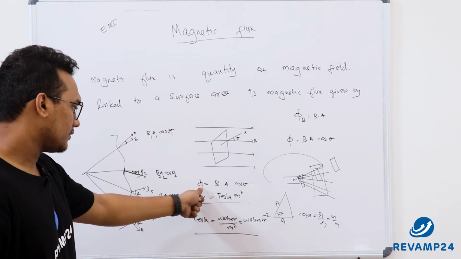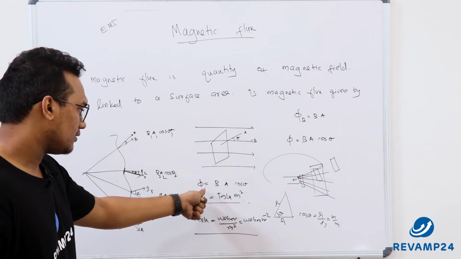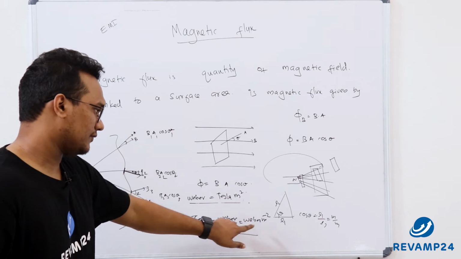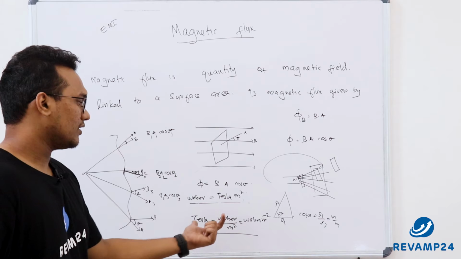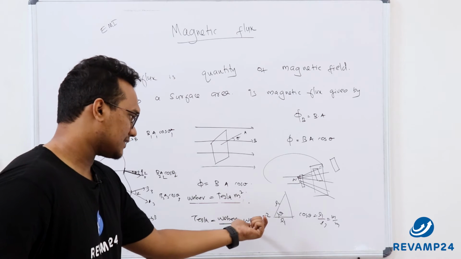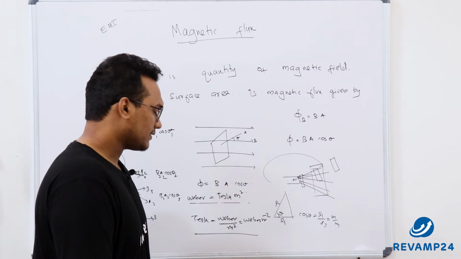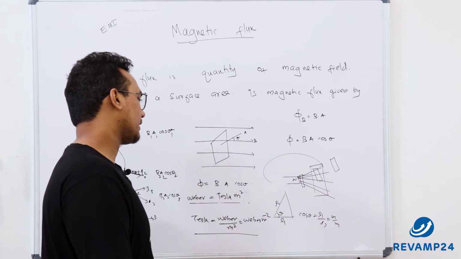So magnetic flux can be measured as Tesla meter square or Weber. At the same time, magnetic field intensity can be measured as Tesla or Weber per meter square. So if a question is given where the quantity is measured as Weber per meter square, you can understand that it is the magnetic field that is measured. Okay.